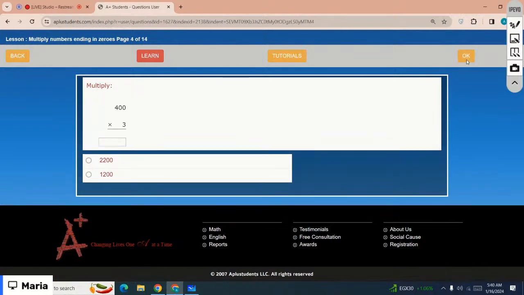Okay, the next one is 400 times 3. Which is the correct option? 400 times 3 equals... Yes, that would be 1200. The correct option is option number 2, 1200. Got it?